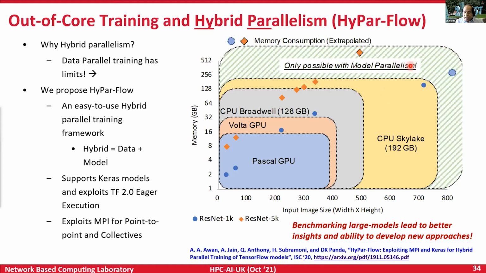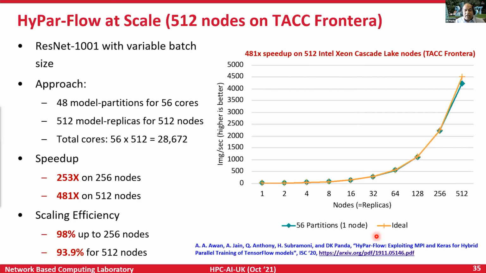Okay? So we actually presented this paper at ISC 20. It is available on arXiv. We call it hybrid parallelism, or HyPar-Flow. So if you use that HyPar-Flow, here we are showing on TACC Frontera with 512 nodes, we are able to get 481x speedup. Okay, so this is again a pure CPU-based deep learning with hybrid parallelism. We see very good efficiency here.